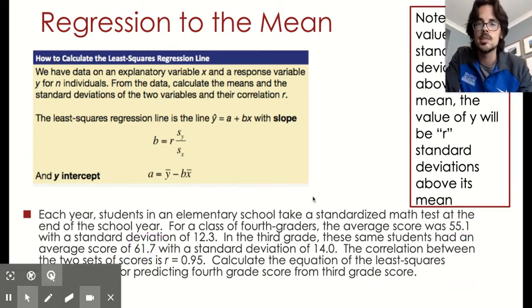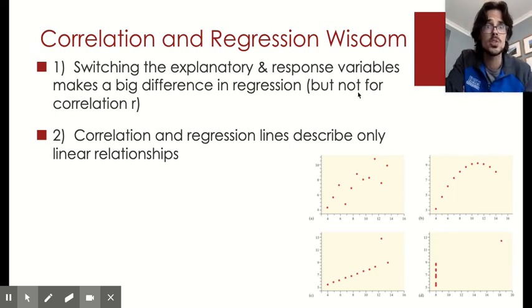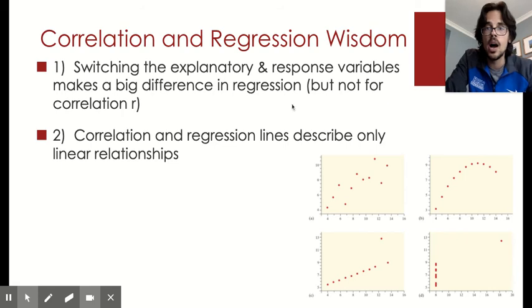Very last thing for this lesson is just a quick reminder about little mistakes that people make. And we talked about this already with r, but remember that switching x and y in a problem is going to change your equation. It's going to change how your picture looks. It's going to flip-flop things, and you're going to get a new LSRL. But r stays the same. If you switch x and y, everything changes but r. You will still have the same correlation.